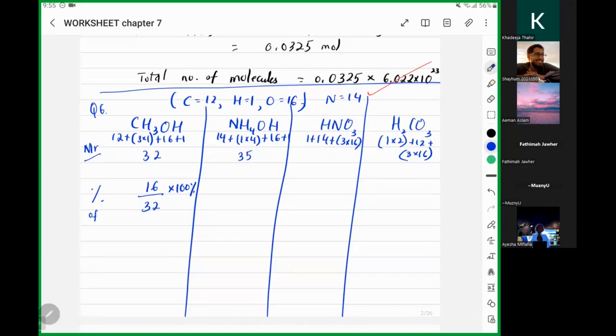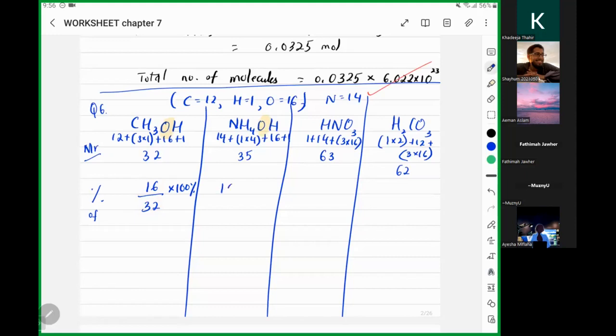15 plus 48, 63, okay. And this last one, 12, 13, 14, 62. Okay, thank you. Now how do I find the percentage in this? How many oxygens are in this? There's only one oxygen, right? So I will write 16 over 32. That's how you find the percentage, right? Into 100%. Here also I don't need to simplify.